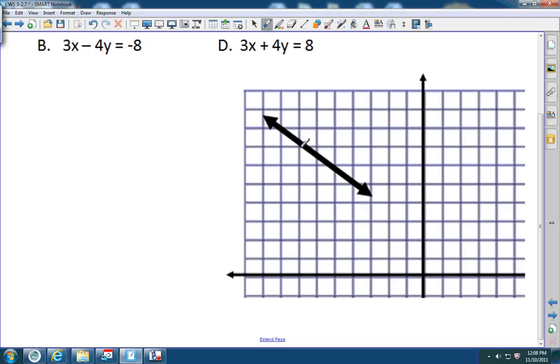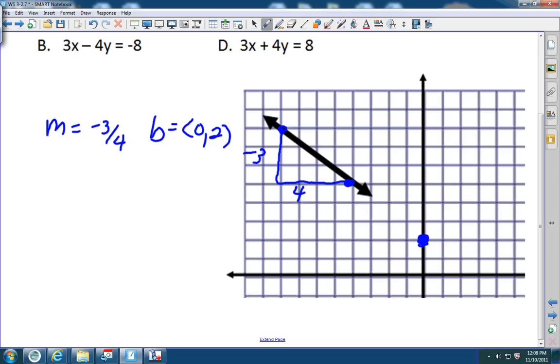Is it over 4 down 3? Let's go down 1, 2, 3, 4, and over 1, 2, 3. Or what about down 3, over 4? Yeah, that'll work. So from here, I'll go down 3 to the right 1, 2, 3, 4. Let's see if that works again to get my y-intercept. Down 1, 2, 3. To the right 1, 2, 3, 4. Ah, there we go. So my slope is negative 3/4. My y-intercept should be 0, 2.